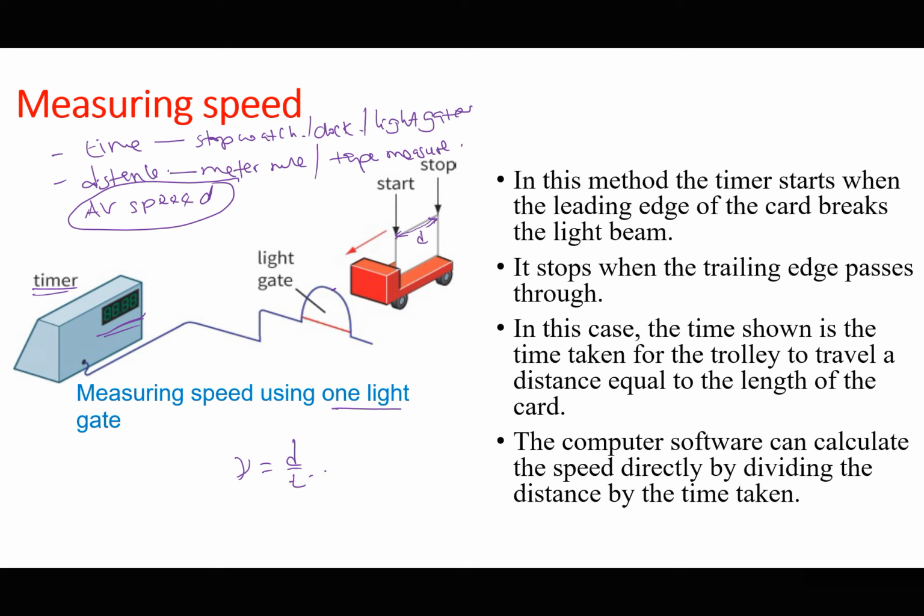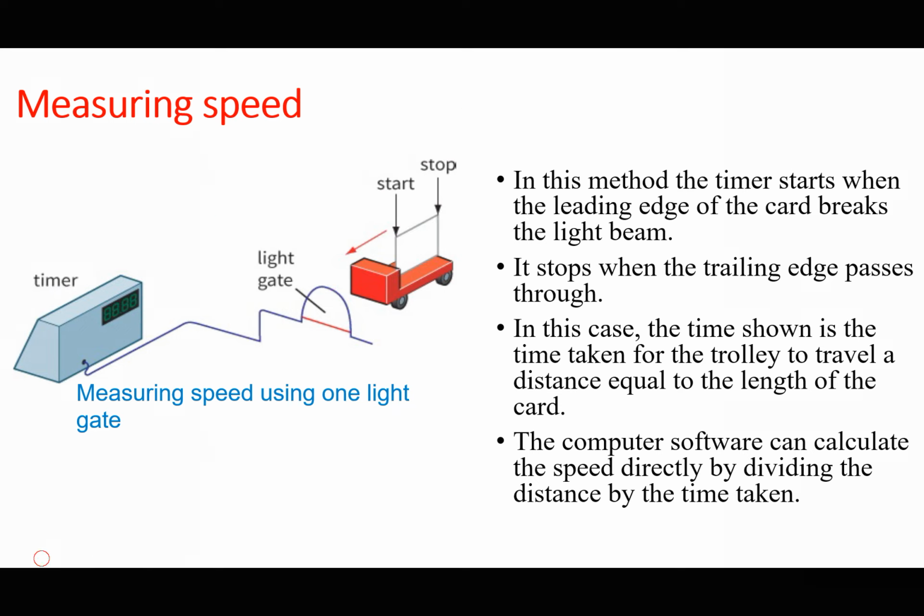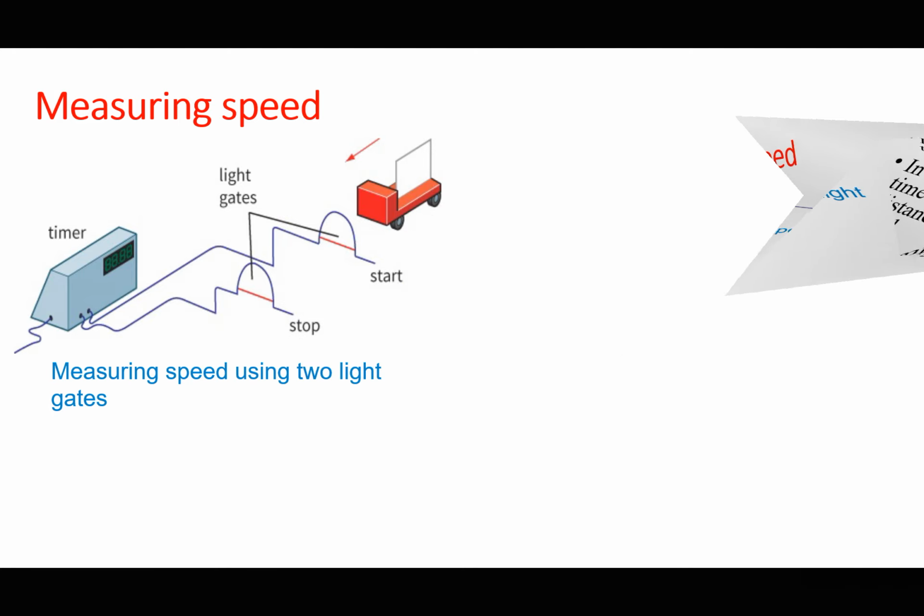That's one method. Another method, I could employ two light gates instead. In this case, I'm employing two light gates to measure the speed. The first light gate will be broken when the trolley just passes through. When the trolley passes the first light gate, the timer starts. And when the trolley passes the second light gate, the timer stops.